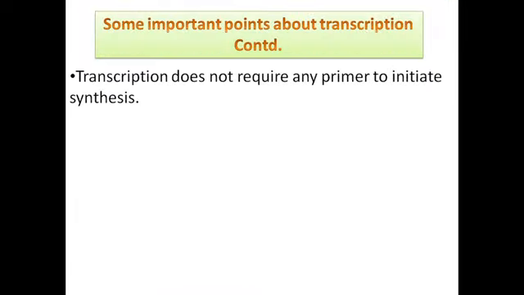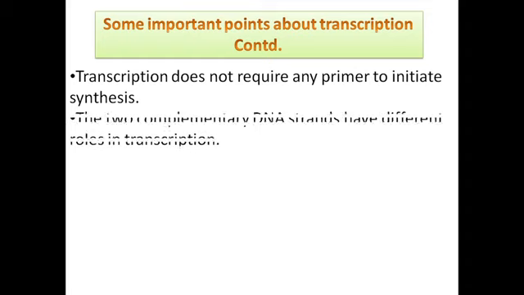Transcription does not require any primer to initiate synthesis. As you have seen in replication, DNA polymerases were not able to add the first nucleotides, and as such there was a requirement of a short stretch of RNA, which was named the primer. But here in transcription, RNA polymerases are able to carry out the polymerization right from the first nucleotide, and it is usually a purine that is added. So the first nucleotide in RNA synthesis is usually A or G.